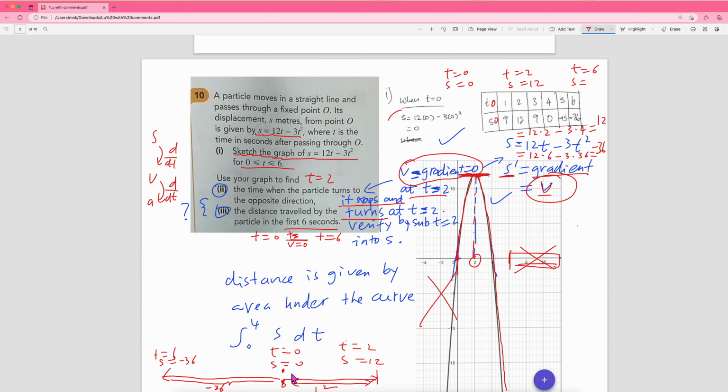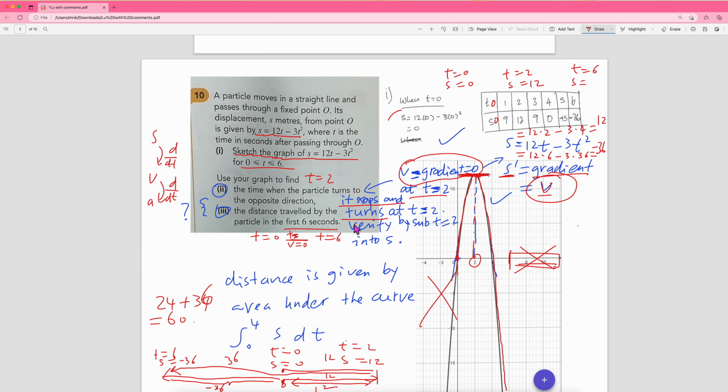So start here, go here, then back to here. 12 plus 36. So it's 24 plus 36, so it's 60. Okay, so that's how you figure this out.